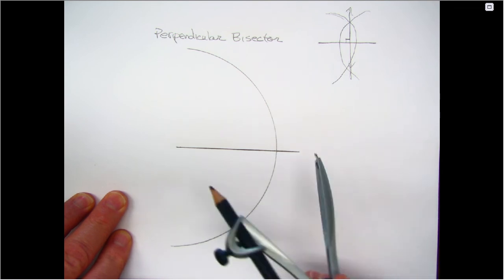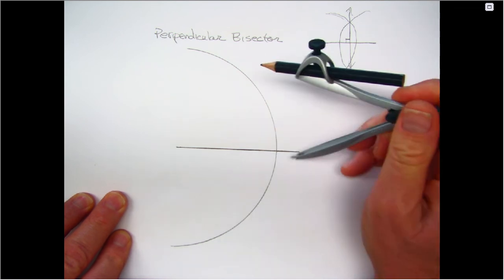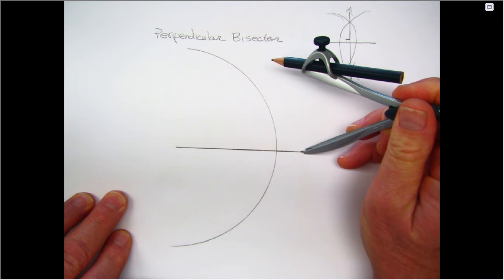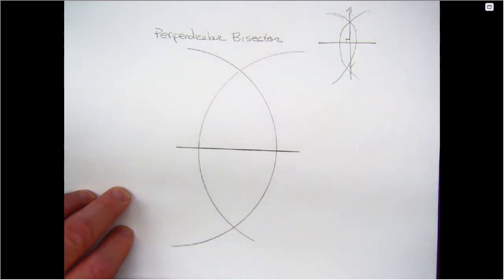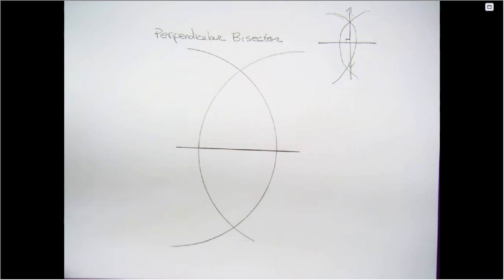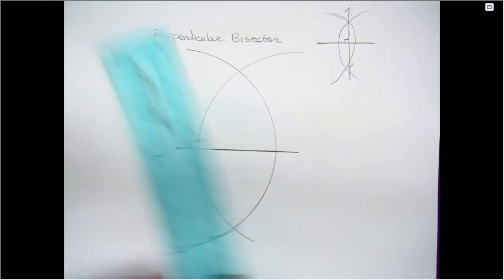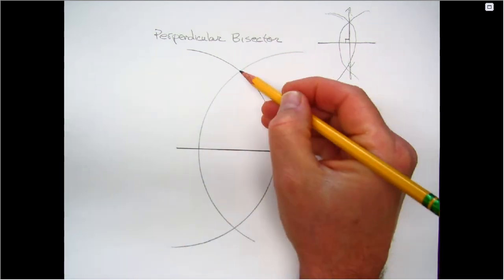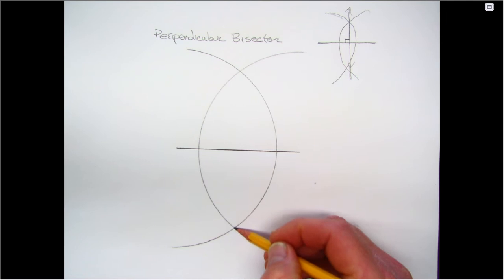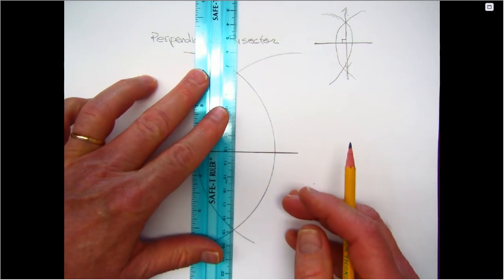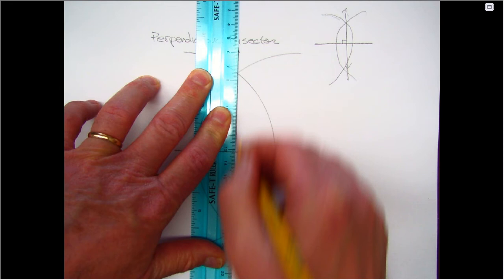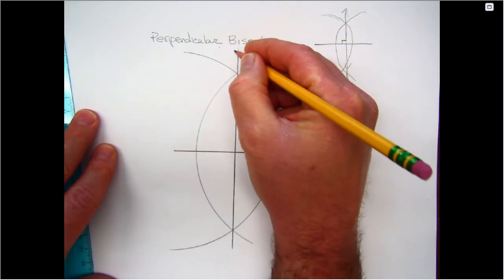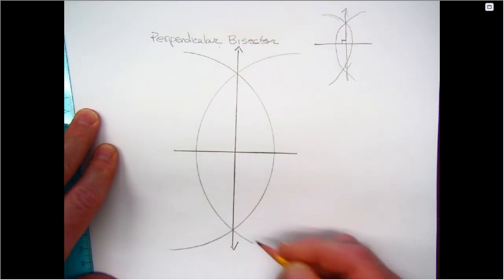Keeping the exact same setting, and that's important, I'm going to put my compass point here and draw a great big arc. And so I have that, and then I'm going to take my straight edge, and from where these two arcs intersect, they intersect at a point. Where these two intersect at a point, I'm going to draw a line. I'll put arrows on the end to show that it's a line.